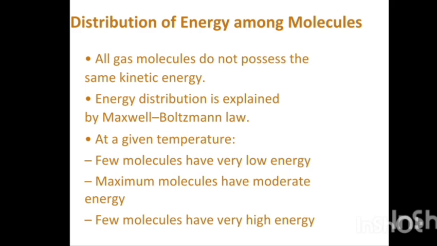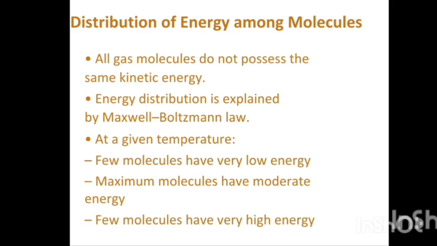Distribution of energy among molecules. Because molecules have different speeds, they also have different kinetic energy. K equals 1/2 mu squared. Analogy: think of the wealth in a country. Not everyone has the same amount of money. A few people are very poor, a few are rich, and the vast majority are somewhere in the middle income range.